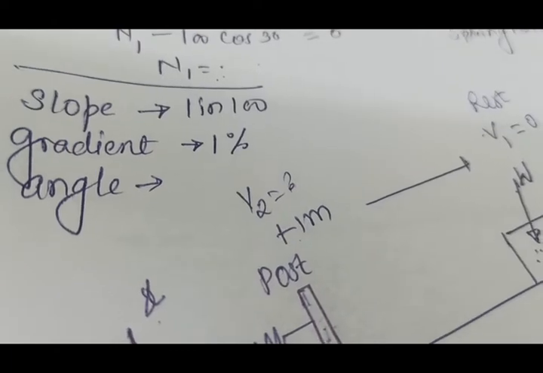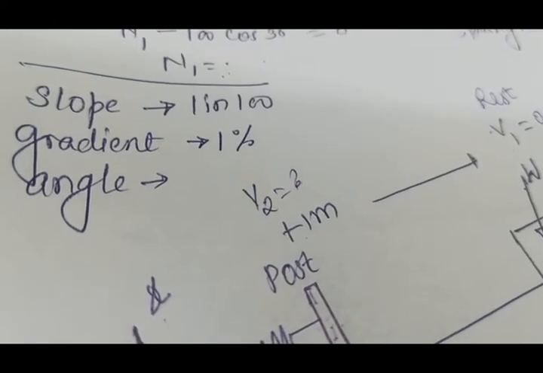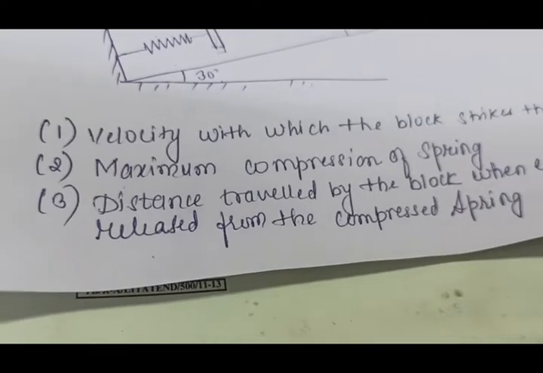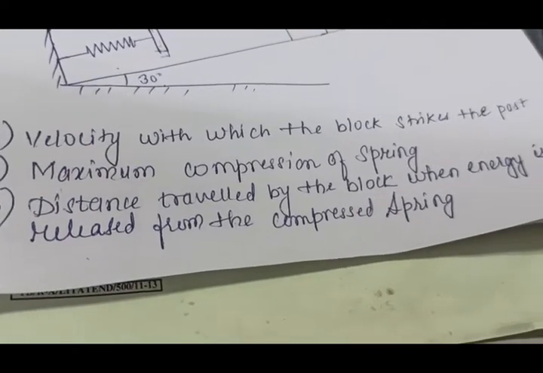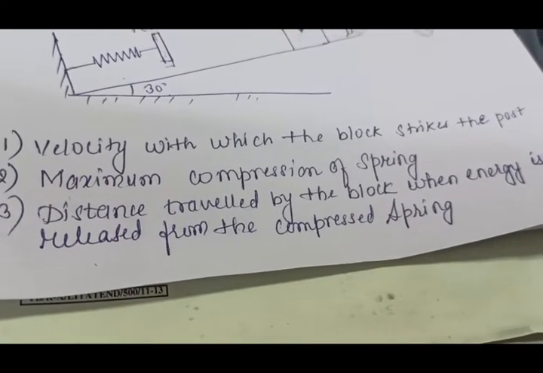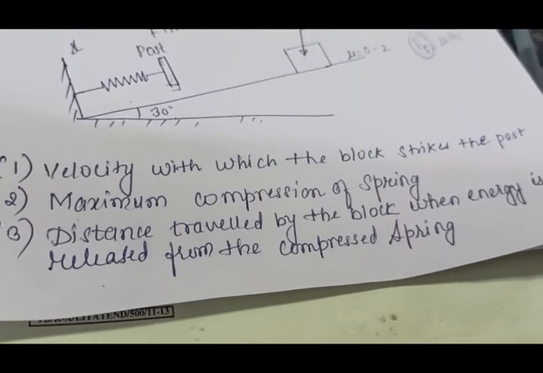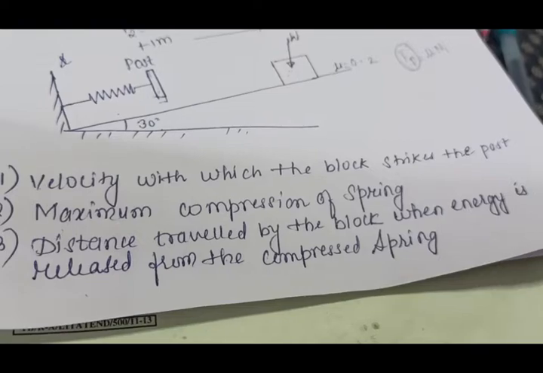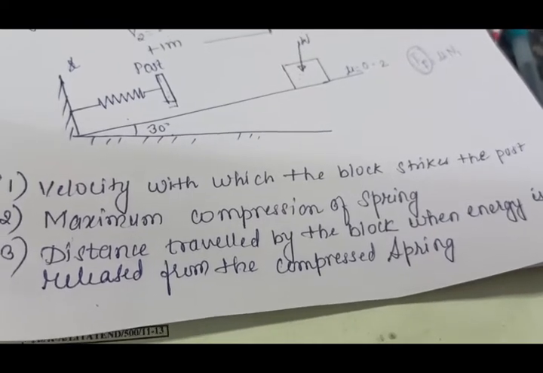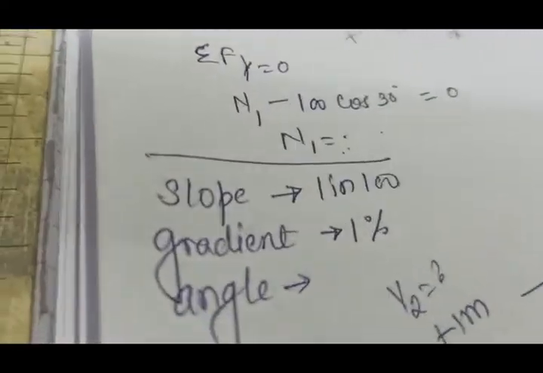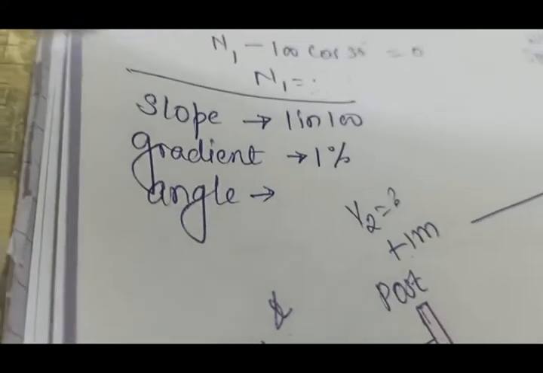Friends, let us continue with the numericals, in which we are going to find out the third part: the distance traveled by the block when the energy is released from the compressed spring. I hope the first and the second part are clear to you. Prior to that, there can be three variations in such numericals.